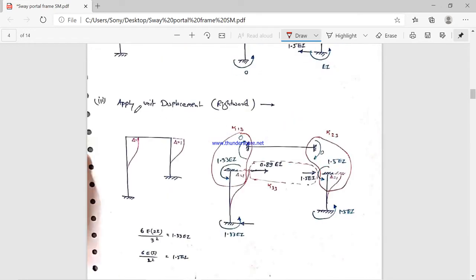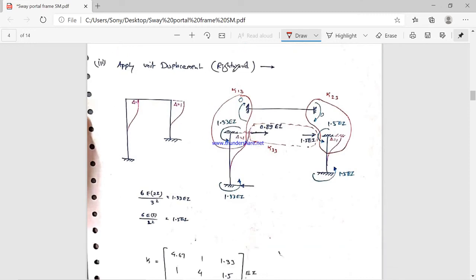Now next is to apply the unit displacement rightward. The next unknown we have to calculate is the rightward displacement, and we know that whenever delta has to be calculated, the standard formula applicable is 6EI delta by L square. So it is applicable for members AB and CD. This is applicable for member AB, and this is applicable for member CD, because both are column members.